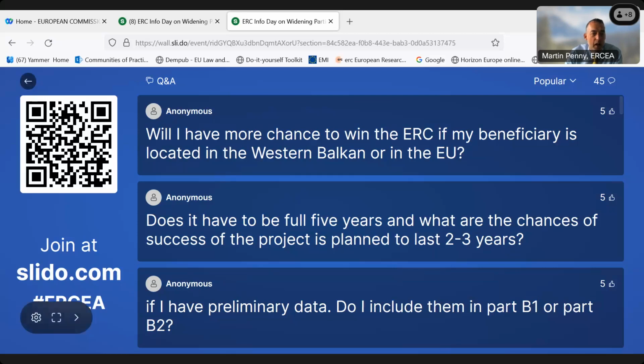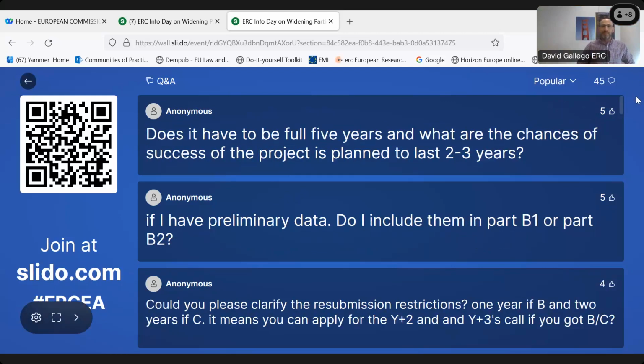David, if I come to you, will I have more chance to win an ERC grant if my beneficiary, if my host institution is located in the Western Balkans or in the EU? As has been mentioned before, the host institution is not an evaluation criterion. So it may sound strange that we are encouraging submission from these widening countries, but it's not an evaluation criteria. Thank you.